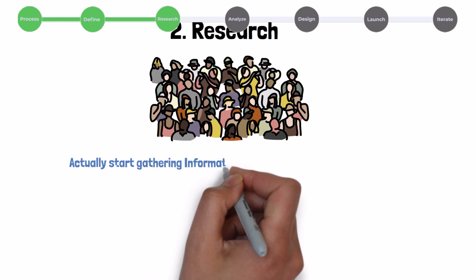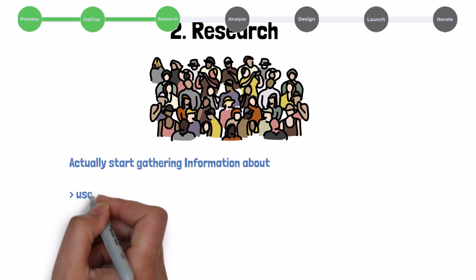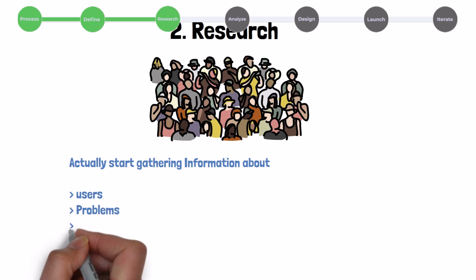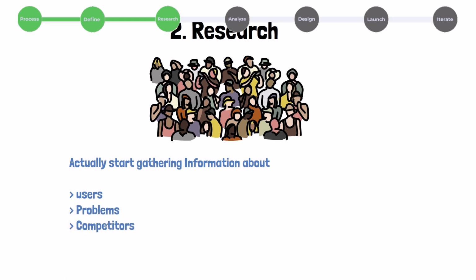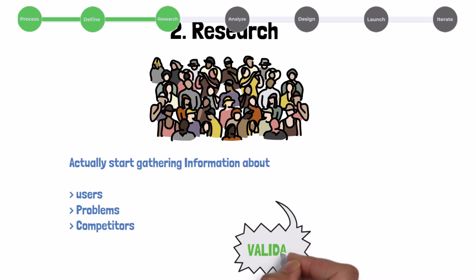It is to gather as much information as possible about the users, the problem, the competitive landscape so that the design team can make informed decisions. What users need, what are their behaviors, and to validate the assumptions you made before starting research.